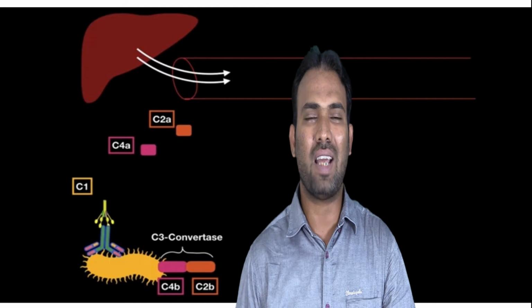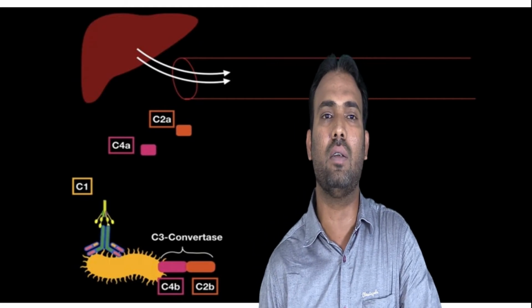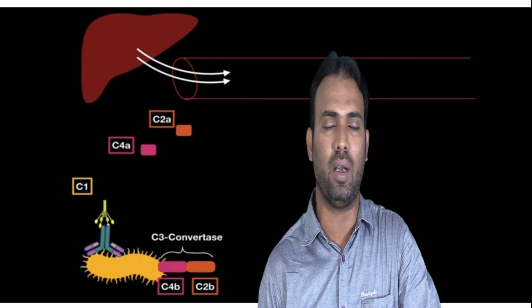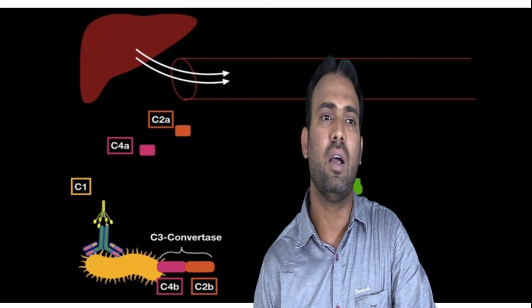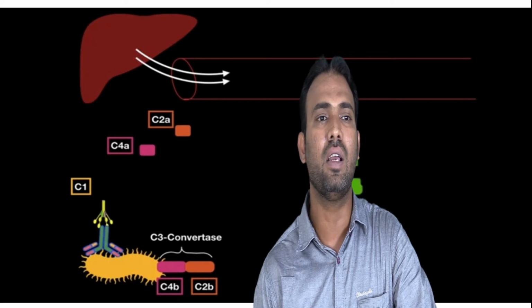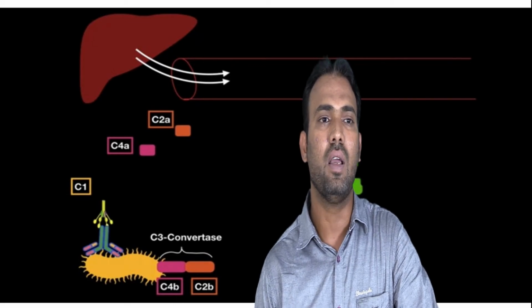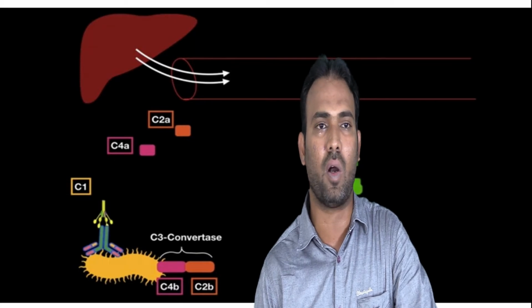Coming to that, this slide is a zoomed part of what happened and why this is very important. Here you see the MAC complex, which is formed by C5B and C6, C7, C8, C9. So it makes one complex. What is the duty of this MAC complex? It will be very important.